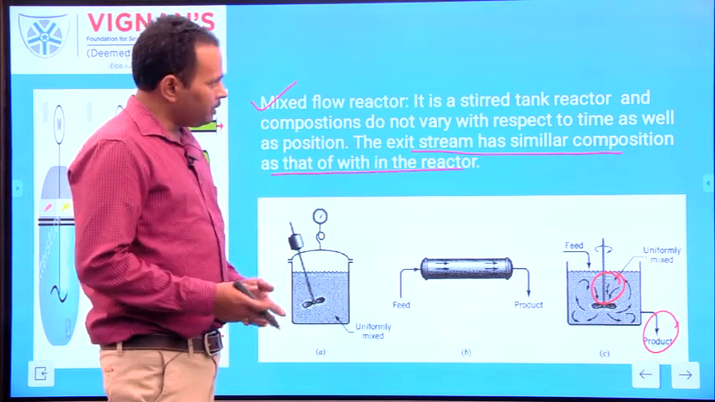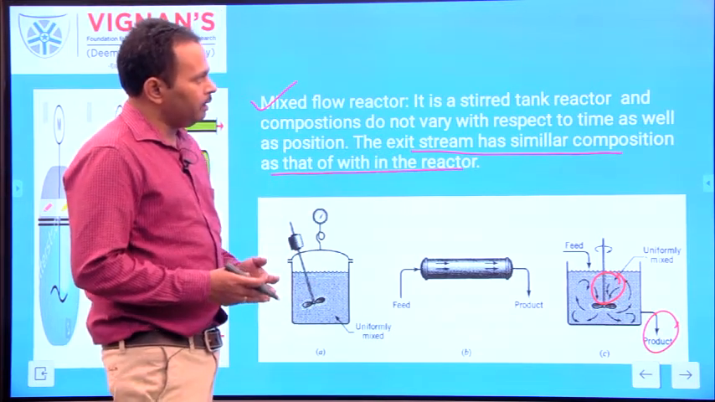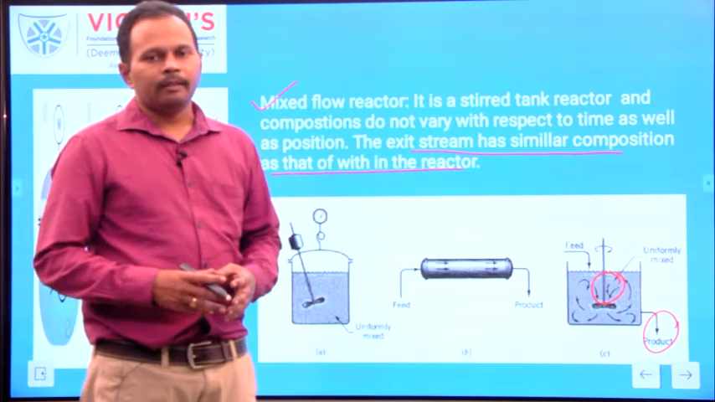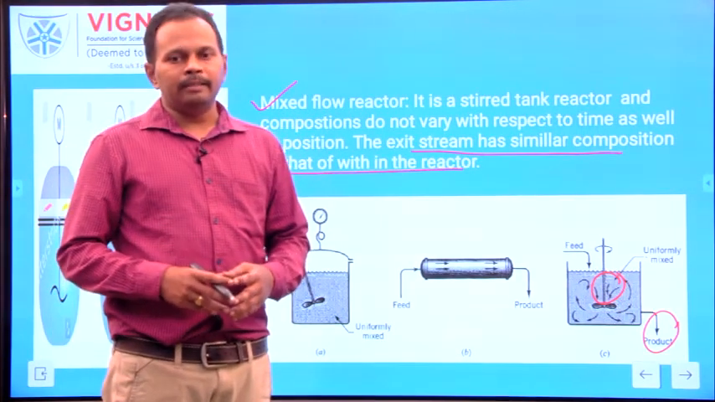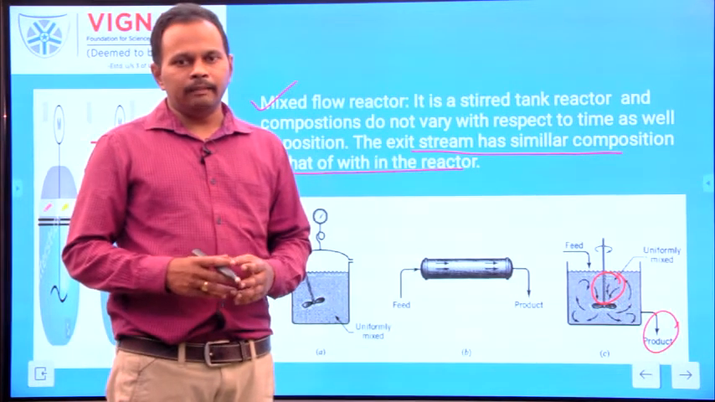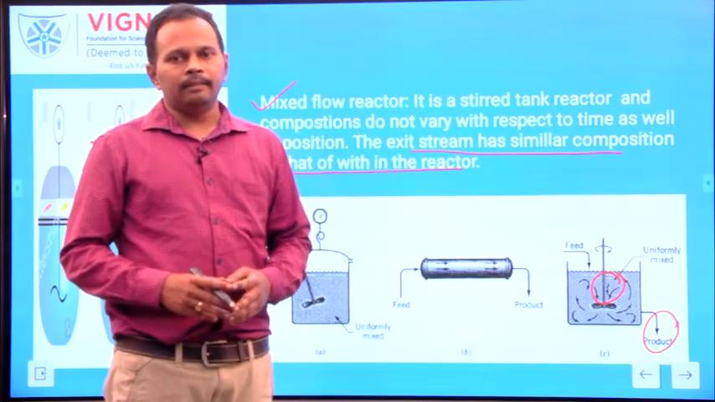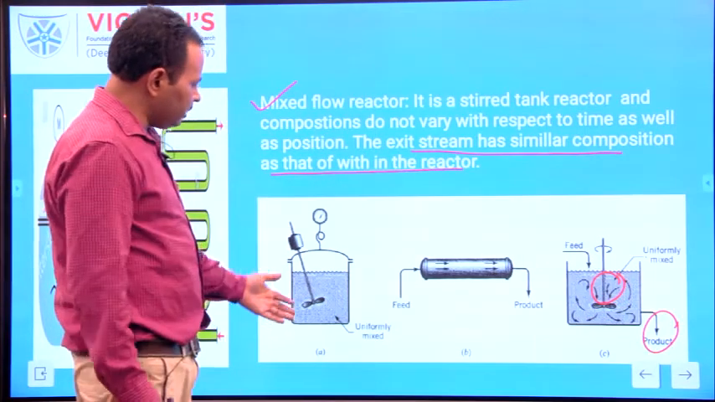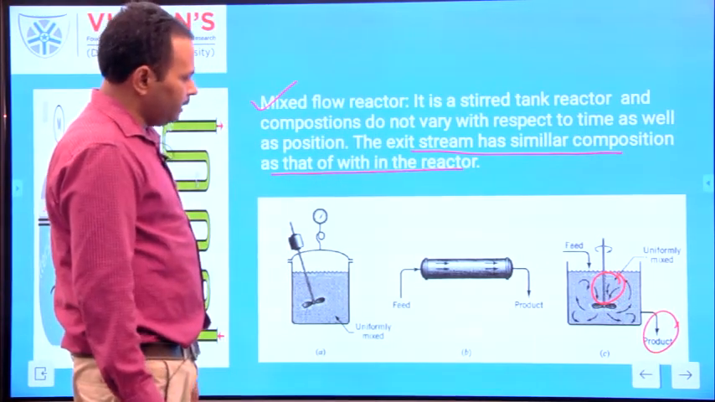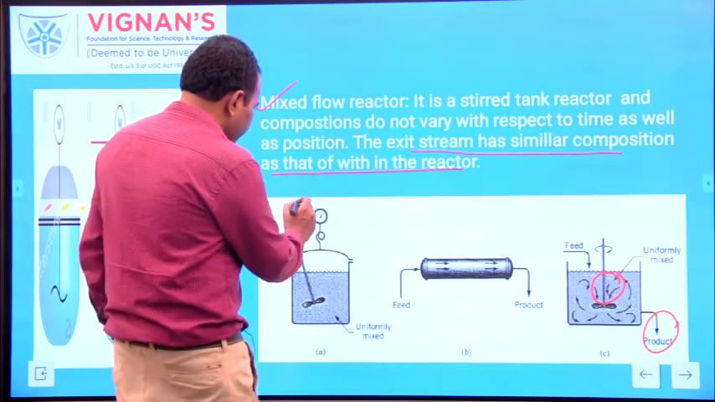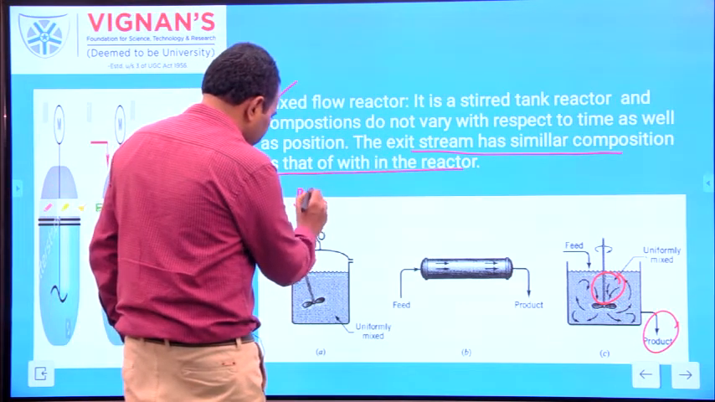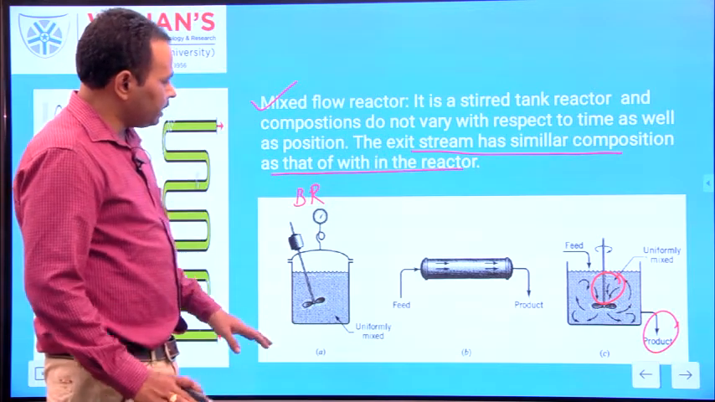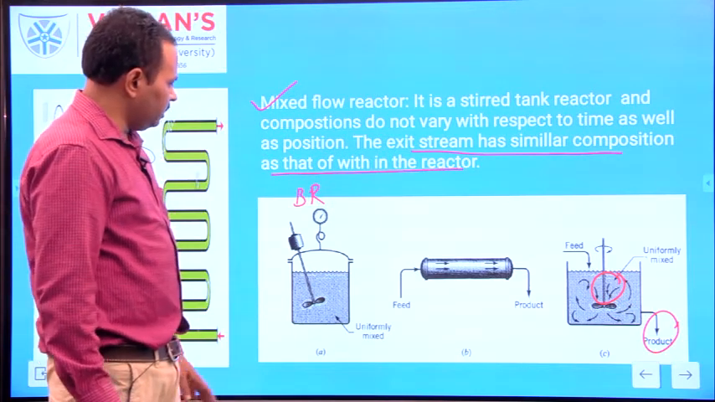And also, because of the stirrer and impeller present within the MFR, this is a highly mixed reactor. The concentrations do not vary with respect to time as well as position. First, here you can see the various diagrams for different reactors. First one is the batch reactor. In a batch reactor, the concentration varies with respect to time, but at any particular time the concentration is uniform throughout the reactor.